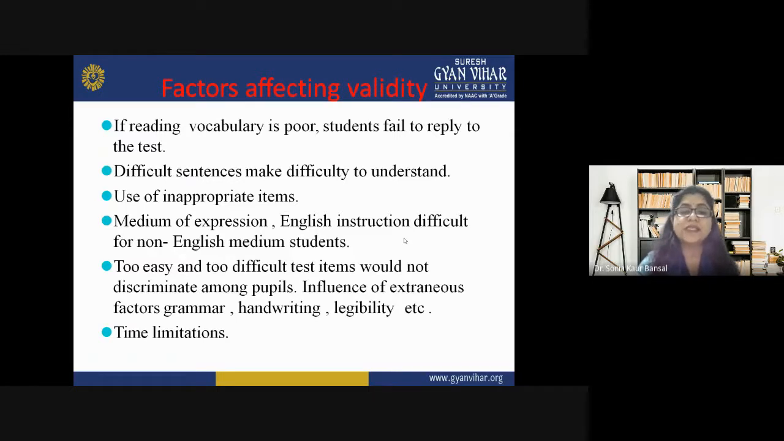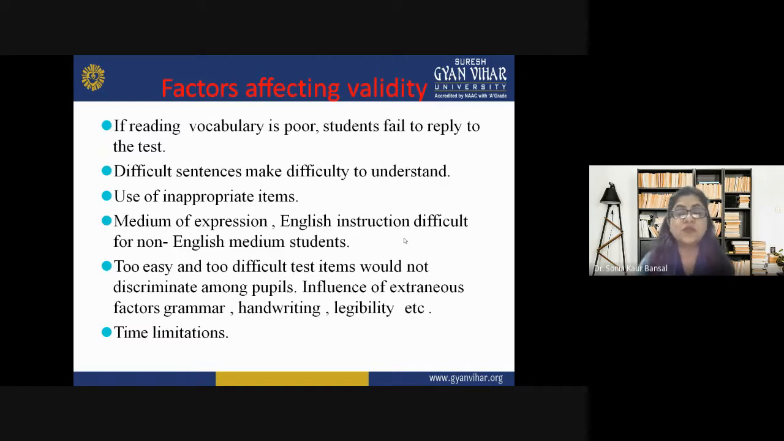Then too easy and too difficult test items would not discriminate among people. Influences of extraneous factors, grammar, handwriting, legibility, etc., are all factors which affect validity. And then time limitations. Yes, students, time limitation is also there. When one student is given a particular time limit and another is not given, it may also affect the validity. So these are some factors which we have to take care of while testing.